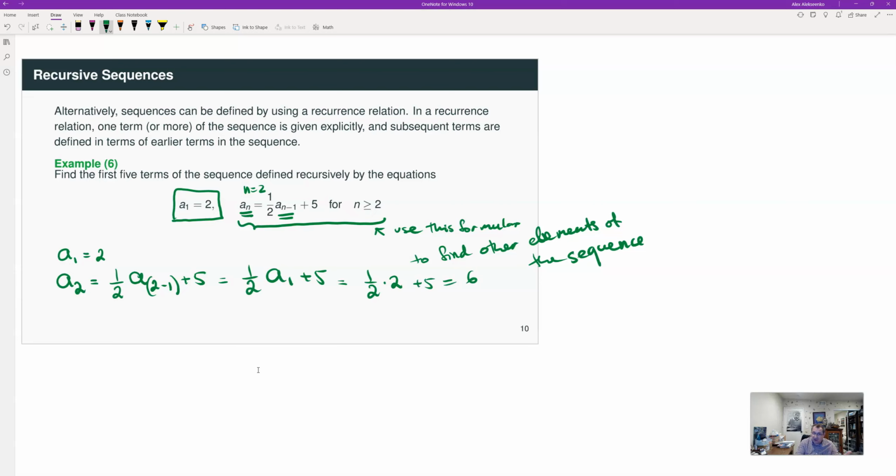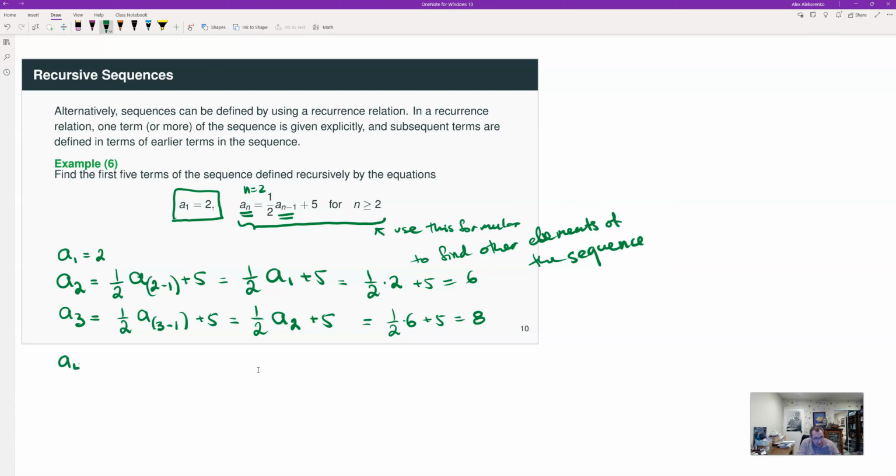Now we have a2, and we can use a2 to compute a3. Here we go. a3 is 1 half, according to the formula, of a. We have to use 3 instead of n, so n minus 1 is 3 minus 1, plus 5. And to simplify, you'll have a sub 2 plus 5. Well, that's very good because we already know what a sub 2 is. It is 6. So we'll have 1 half times 6 plus 5, which makes it 8.